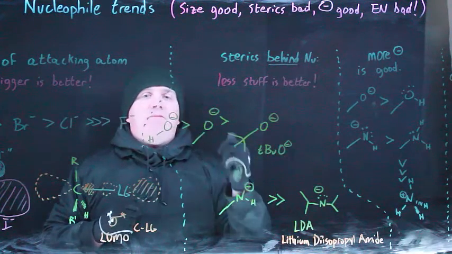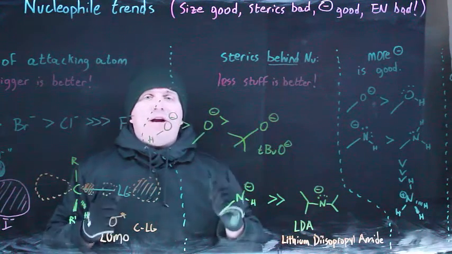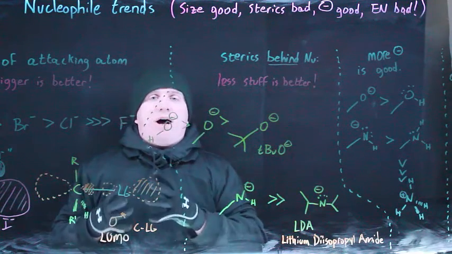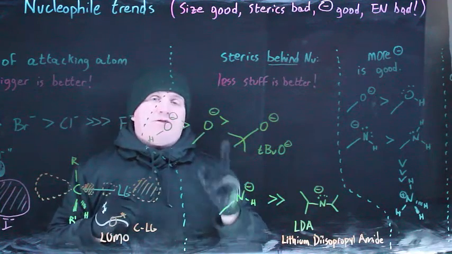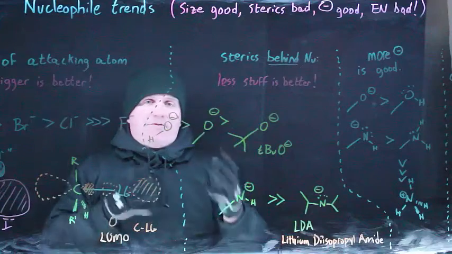Size of the atom that is the nucleophile, the bigger it is, the better. But if you have extraneous stuff, sterics, behind that attacking atom, then that's actually bad. The more minus you have, the better. So if something is more minus, it definitely wants to react more.